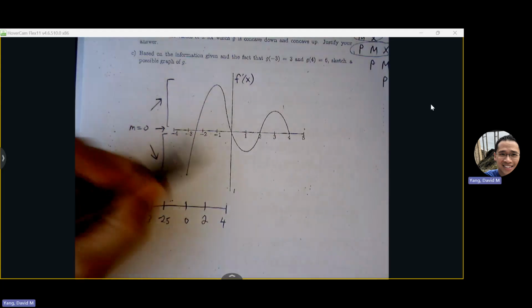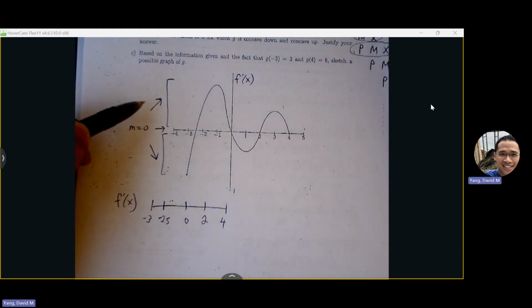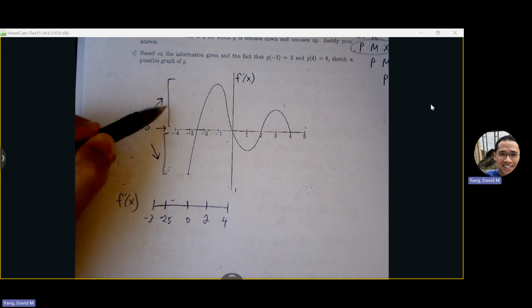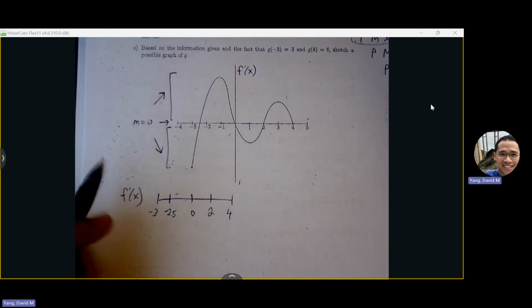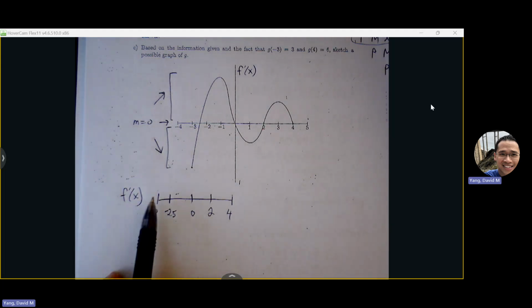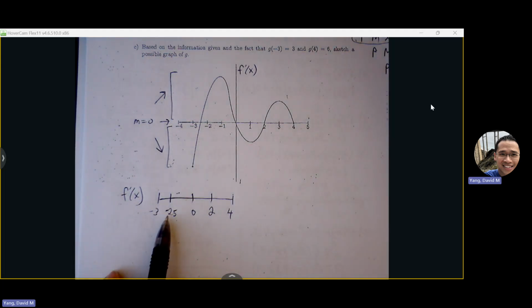All right. Don't look at the rise and fall of the graphs. Look to see if the graph is above or below the x-axis, and you're going to use these as your indicators to tell you what's happening with the slope. So between -3 and -2.5, what's happening with my original graph? Rising or falling?